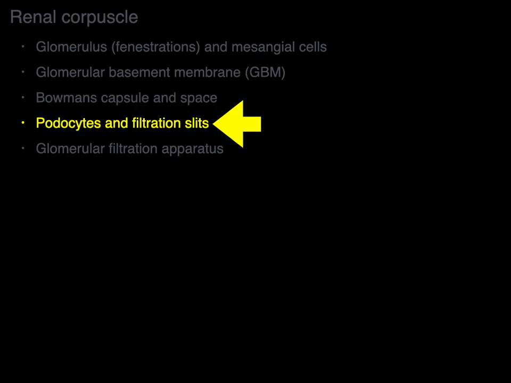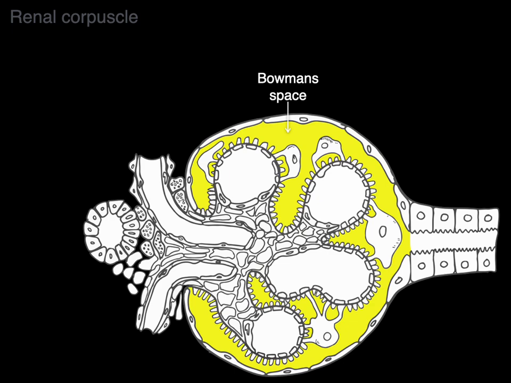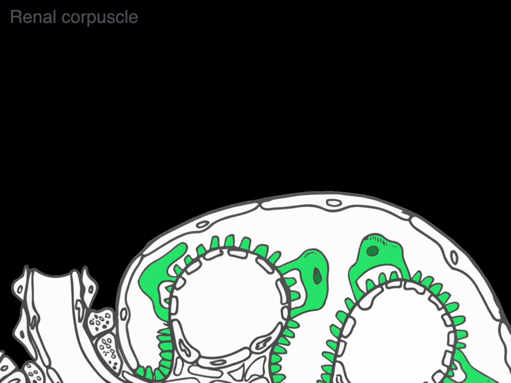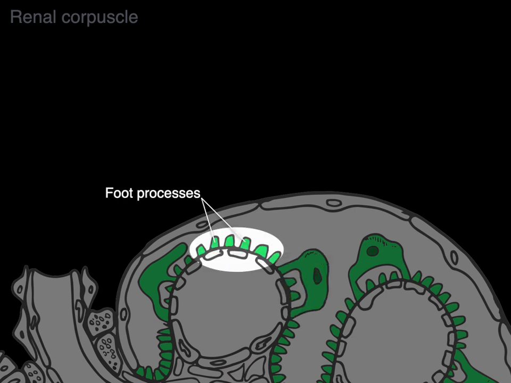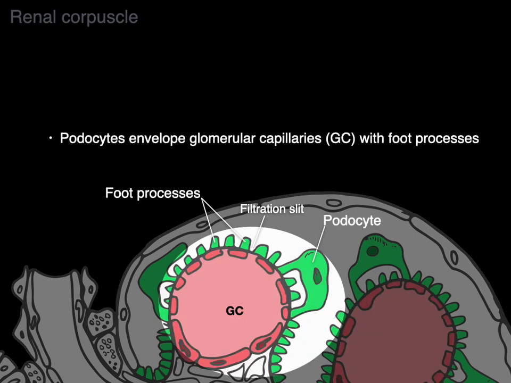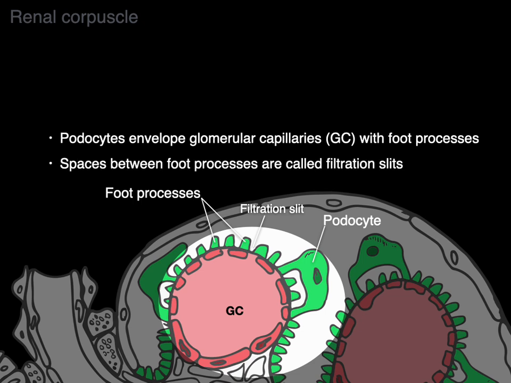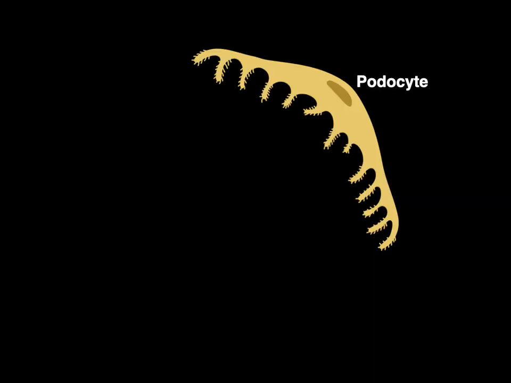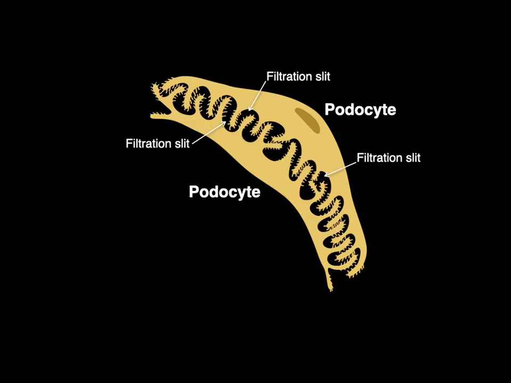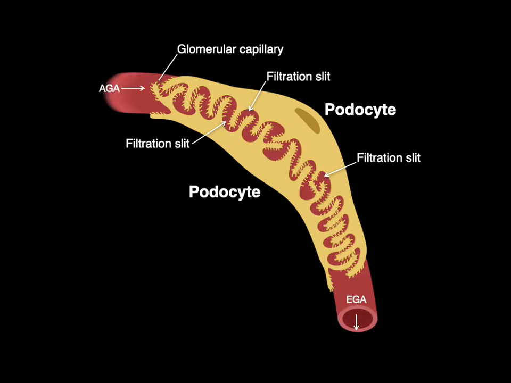Next are the podocytes and filtration slits. So there's Bowman's capsule and there's the Bowman space, and deep are the podocytes. And the podocytes get their name because, like you think of a podiatrist, a foot doctor, podocytes literally means foot cells, because these podocytes have foot processes that envelop and surround glomerular capillaries. So there is a podocyte, and there are some of its foot processes, and between them are the filtration slits. One podocyte, two podocytes, and they're the foot processes, and we put it together, and that space between them are the filtration slits that are surrounding the glomerular capillary.